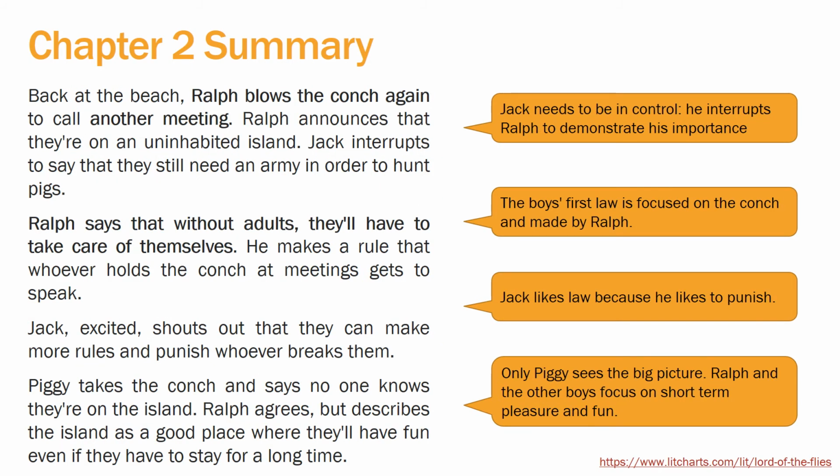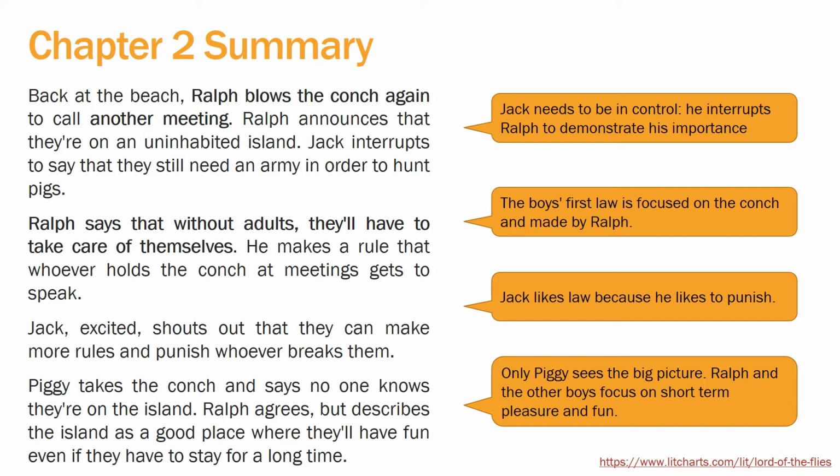Chapter 2. Back at the beach, Ralph blows the conch again to call another meeting. Ralph announces that they're on an uninhabited island. Jack interrupts to say that they still need an army in order to hunt pigs. Okay, so here you can see Jack is interrupting because he feels the need to be in control and show that he is also important.